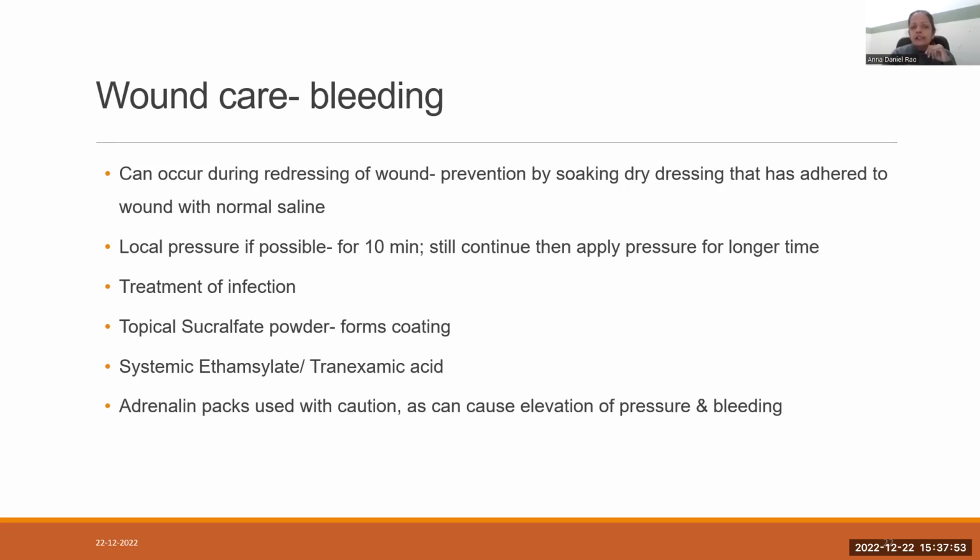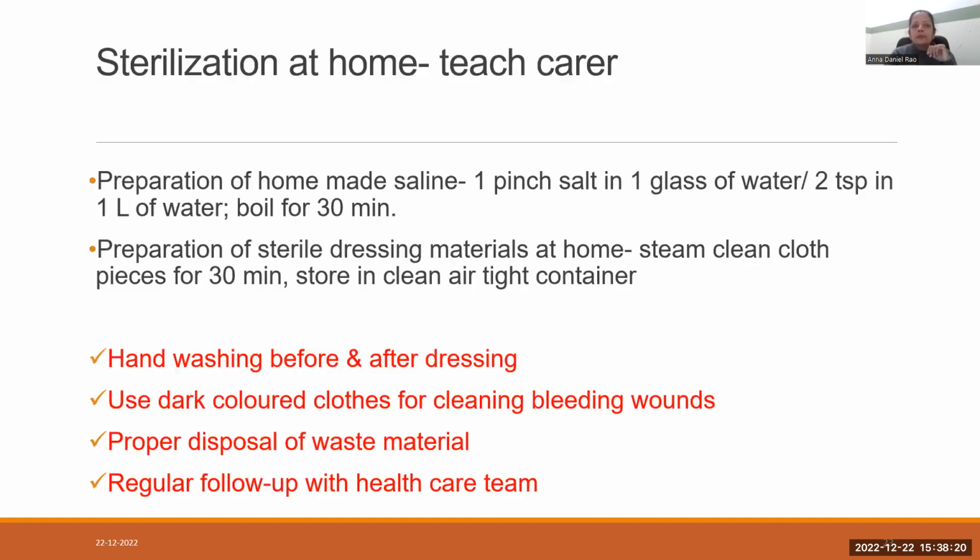Systemic use of ethamsylate and tranexamic acid is also used. That is also beneficial. Many times adrenaline packs are also used, but they should be used with caution because they tend to escalate or elevate the blood pressure, right? So even there can be profuse bleeding from the vessel involved in the wound. So care should always be taken.